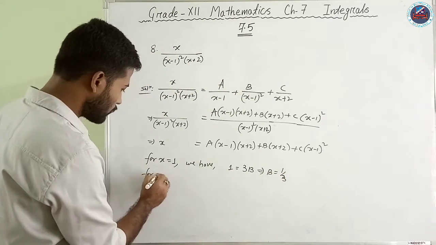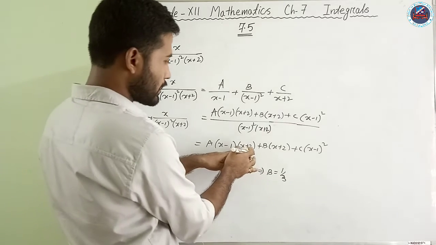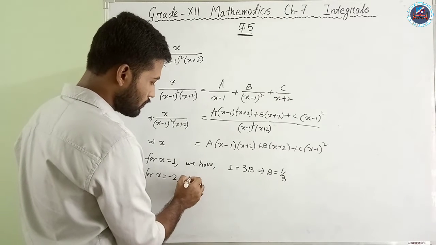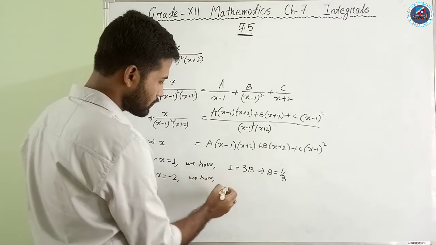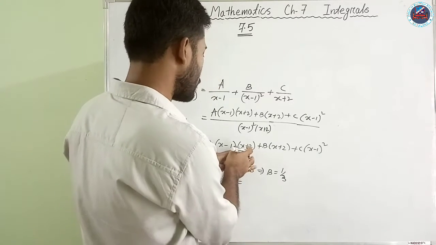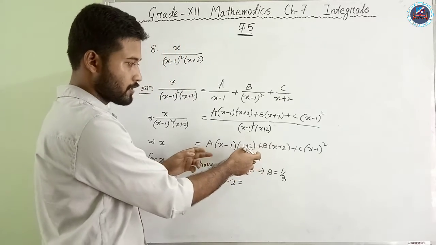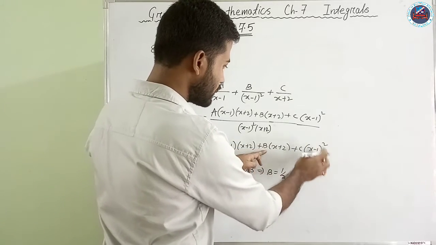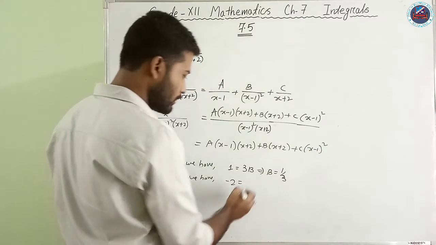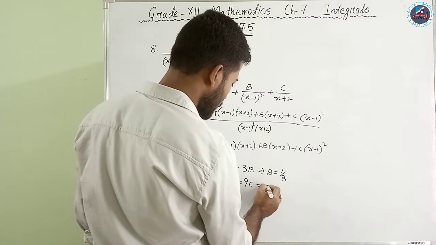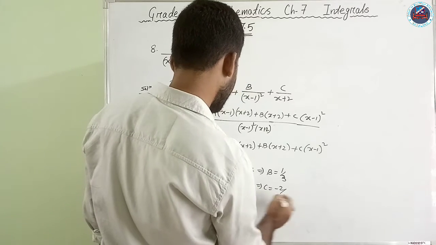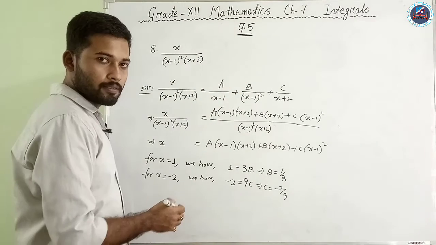Next, for x is equal to what? In place of x, if I put x is equal to minus 2, then we have minus 2 is equal to, and if I put minus 2 here, this term will be 0, this will be 0, and only the remaining thing will be this. So minus 2 minus 1 is minus 3, square is 9, so it will be 9c, which implies c is equal to minus 2 by 9. Fine.